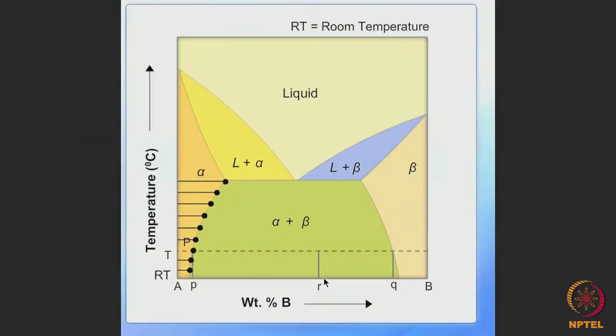Now, using the disappearing phase method and the parametric method, it is possible to find out the points where alpha changes into alpha plus beta, and therefore, once these points or these compositions are marked, we can have a smooth line through them, and that will give us the solvus line. Similarly, we can find out the solvus line on this side also.